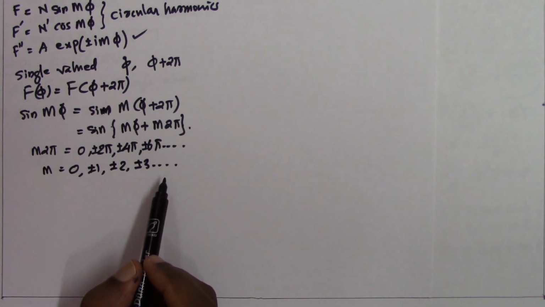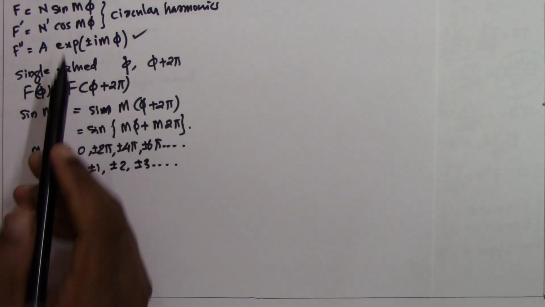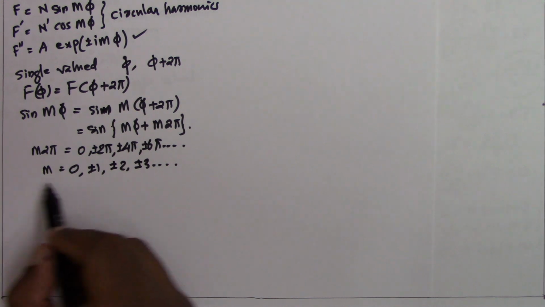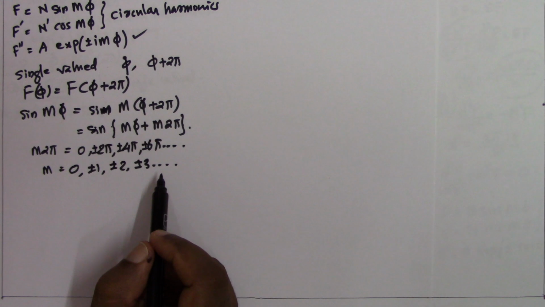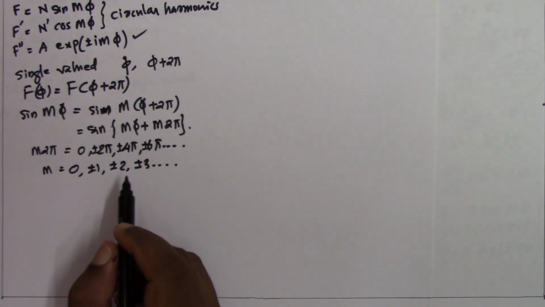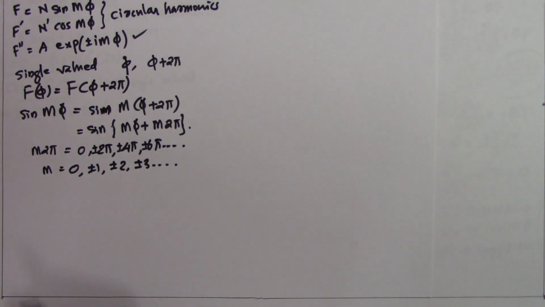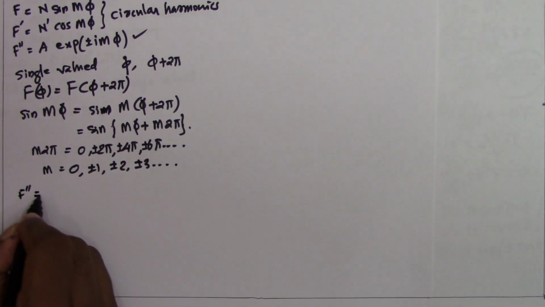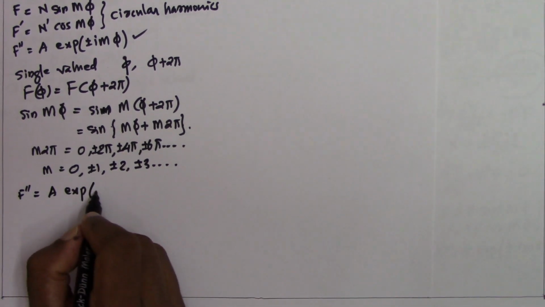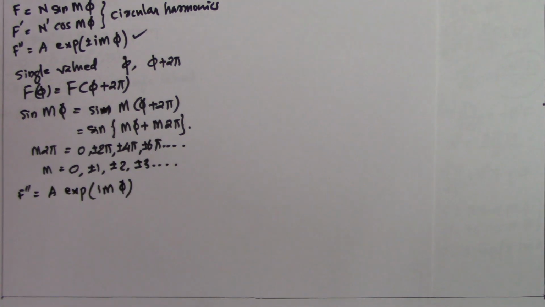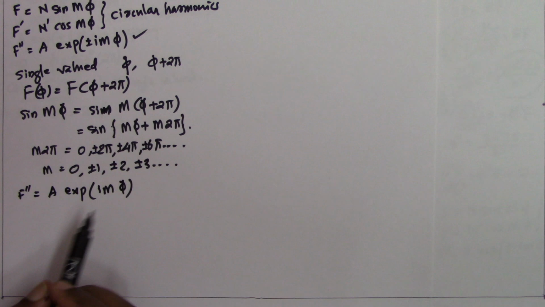Right? So the possible values of m are 0, plus or minus 1, plus or minus 2, plus or minus 3, etc. We can prove the same thing if we take f dash is equal to N dash cos m phi. From there also we can prove that m is equal to 0, plus or minus 1, plus or minus 2, plus or minus 3, etc. These are the possible values of m. The same we can prove by taking the imaginary set of the solution. For example, let us take f double dash is equal to A exponential i m phi. Let us take this solution and check for the value of m from it.